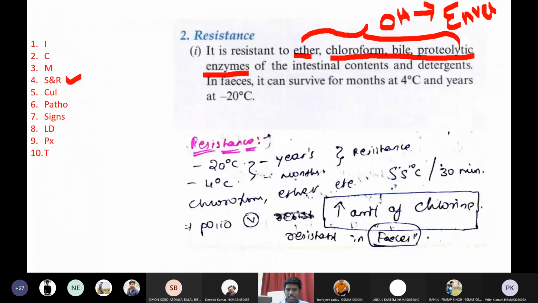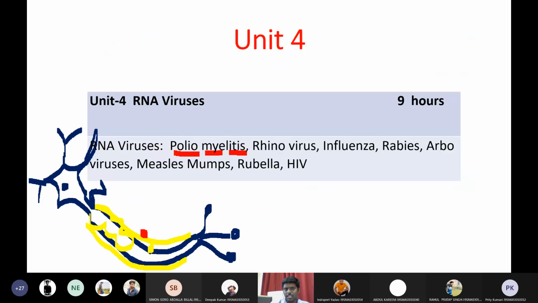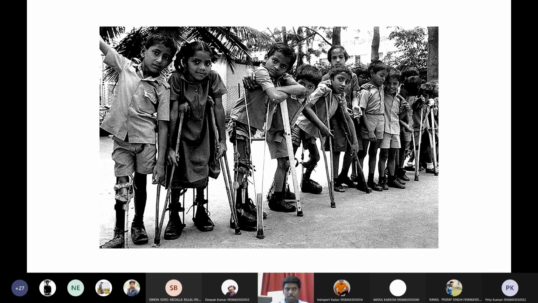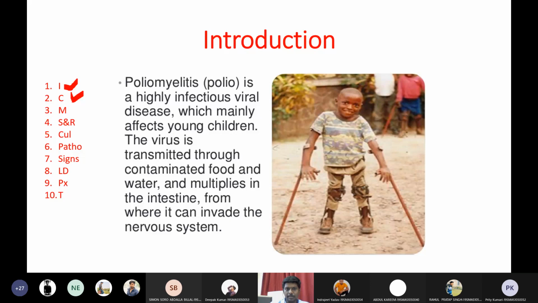A quick revision of today's lecture. Today we started discussing unit 4. In unit 4 we have poliovirus. Poliovirus will cause poliomyelitis, that means inflammation of the spinal cord, causing lower limb paralysis in infected patients. Usually this poliovirus will infect children. Children are highly susceptible to poliovirus infection, and it will cause permanent paralysis.